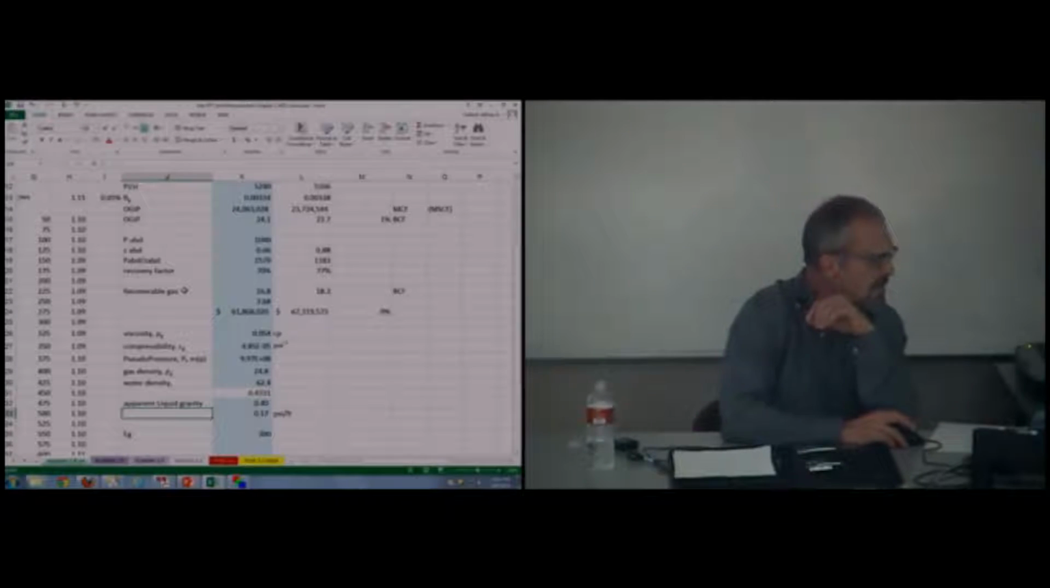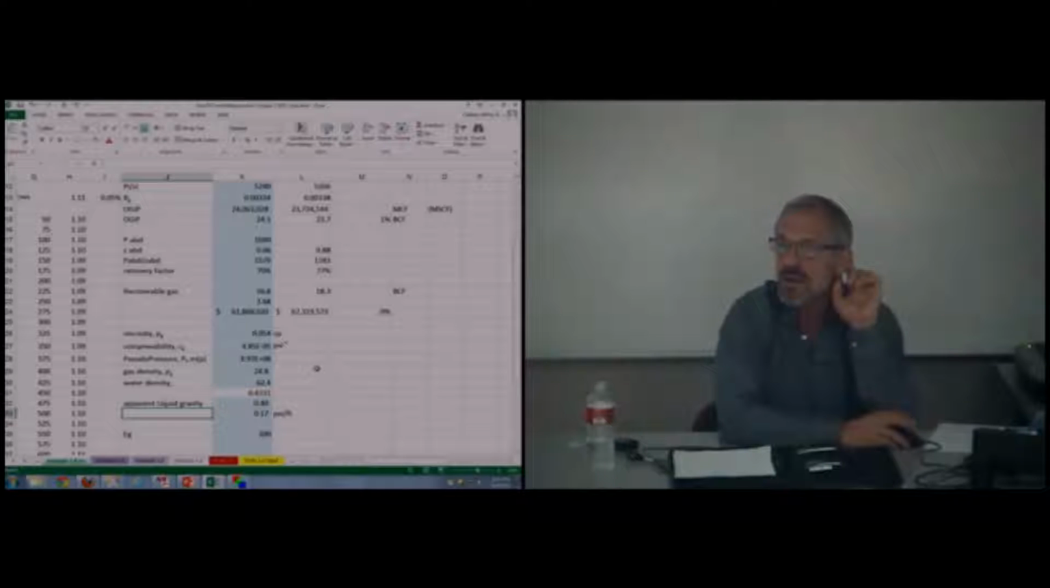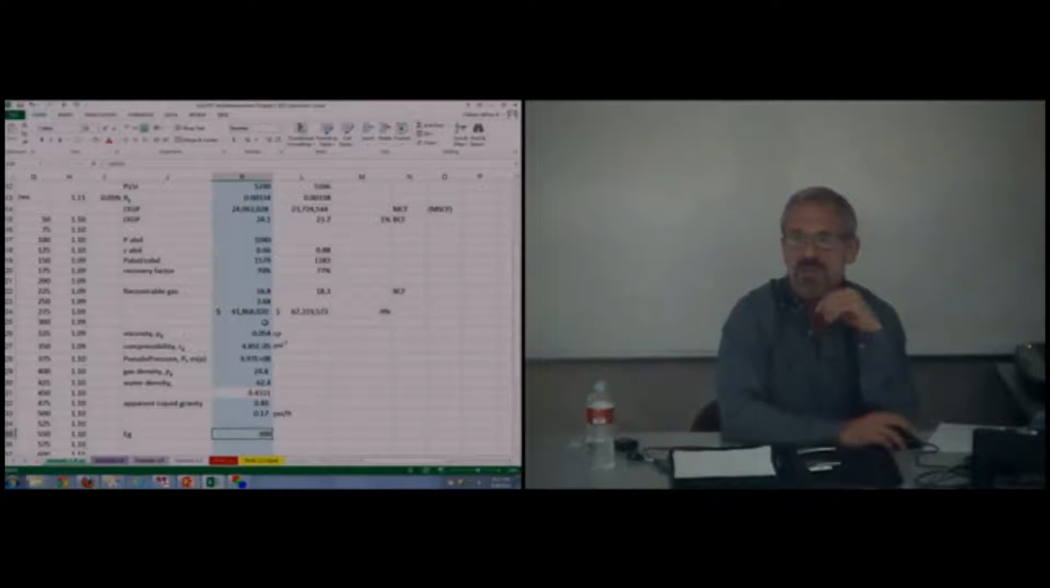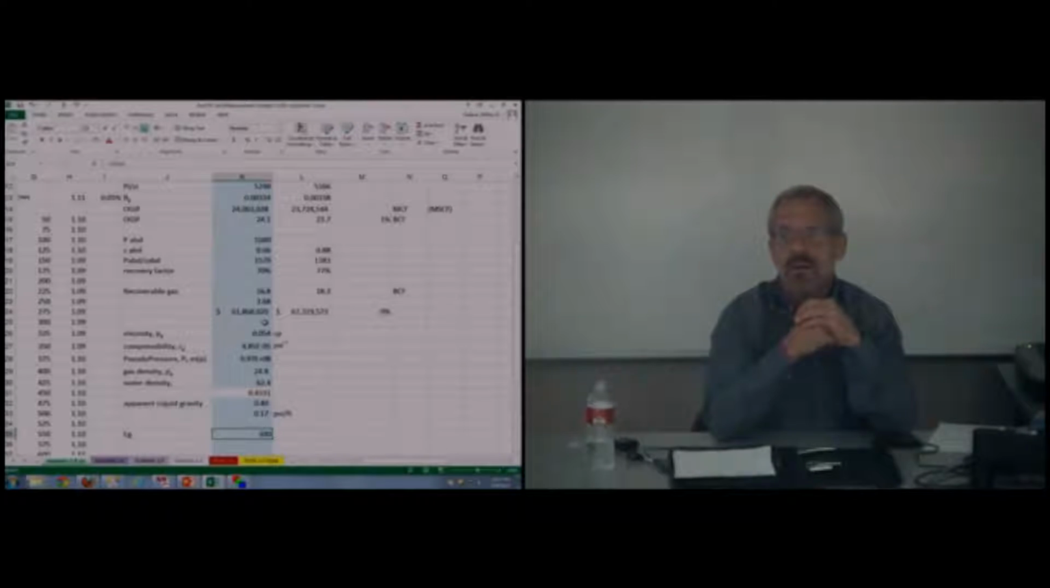Could you explain EG again? It's 300. B sub G, E sub G, expansion. It's 1 over B sub G. So what does it mean? Well, B sub G is the reservoir volume per standard cubic volume. So E sub G is the standard cubic volume per reservoir cubic volume.